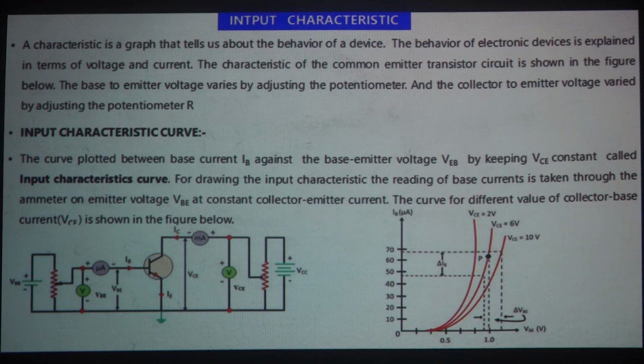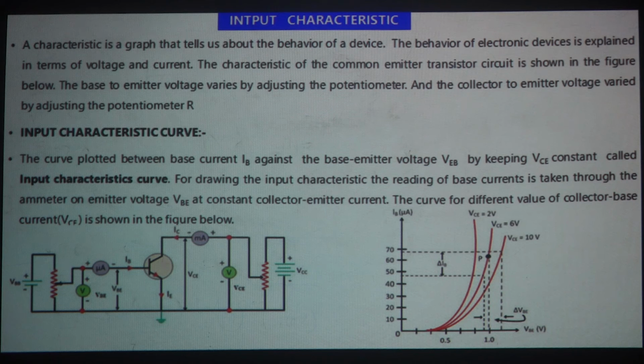Now the input characteristics. A characteristic is a graph that tells us about the behavior of a device. The behavior of an electronics device is explained in terms of voltage and current. So the basic thing is that the behavior of any electronics device can be explained in terms of voltage and current.